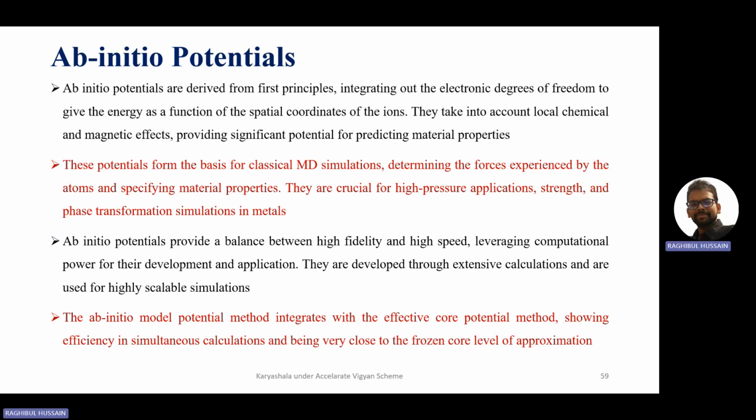This ab initio model potential method integrates with the effective core potential method, showing the efficiency of simultaneous calculations and being very close to the frozen core level of approximation. So what is the frozen core level of approximation? DFT, the theory. What is the frozen core approximation? Okay, what is the Born-Oppenheimer approximation?